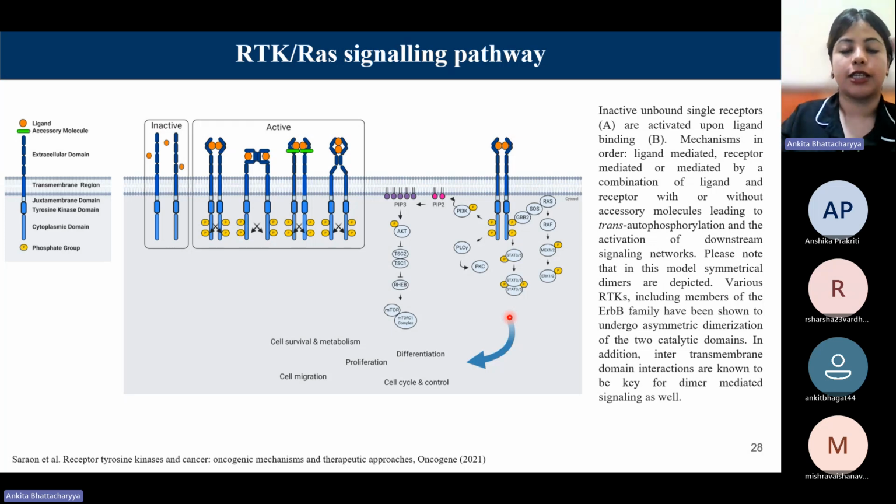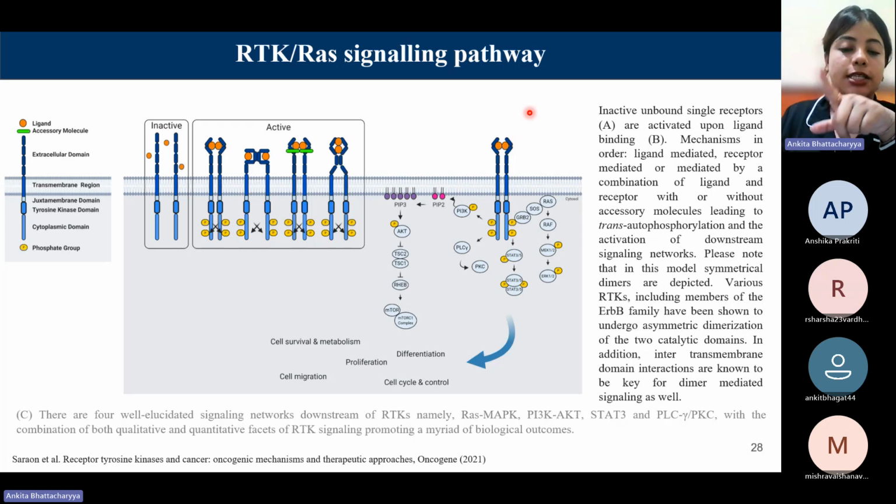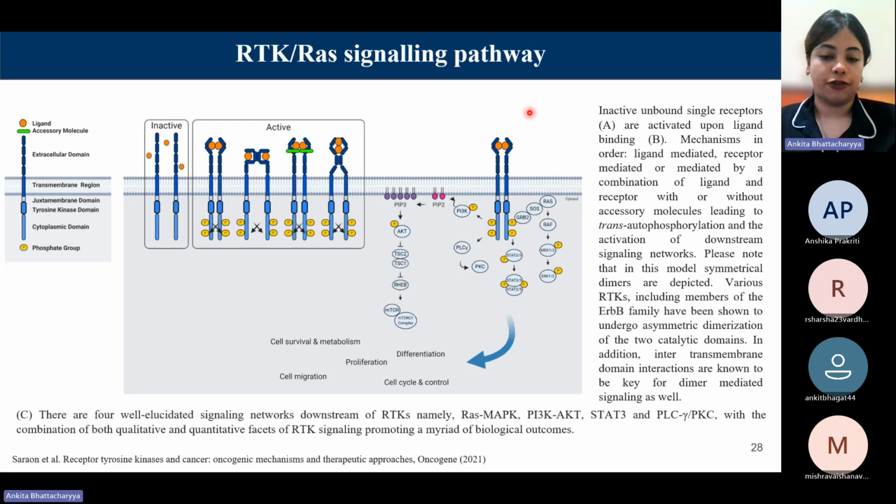The basic steps are: there are receptor monomers which are present. There is ligand binding, and receptor dimerization occurs. Receptor tyrosine kinases are activated. They cause trans-autophosphorylation. They allow new proteins to come in, and then cell survival and metabolism is maintained in a normal cell. This is a necessary pathway which helps in maintaining normal cell survival, cell proliferation, etc.